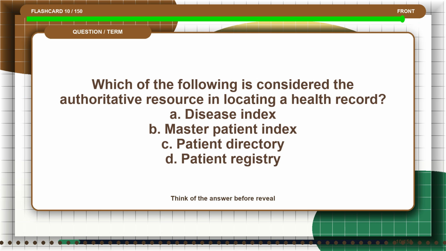Flashcard 10. Which of the following is considered the authoritative resource in locating a health record? A. Disease Index. B. Master Patient Index. C. Patient Directory. D. Patient Registry. Think of the answer before the reveal.